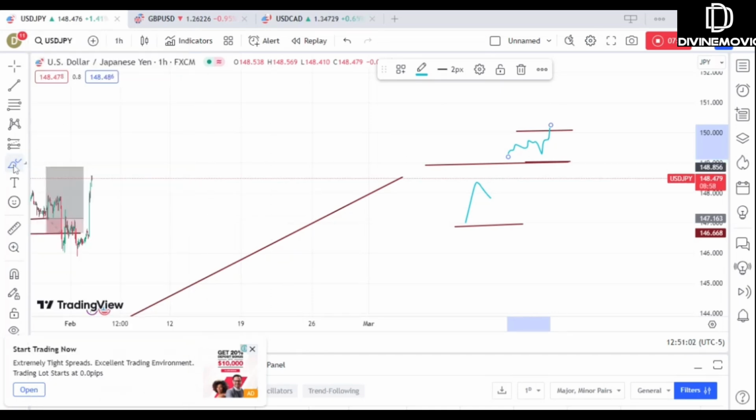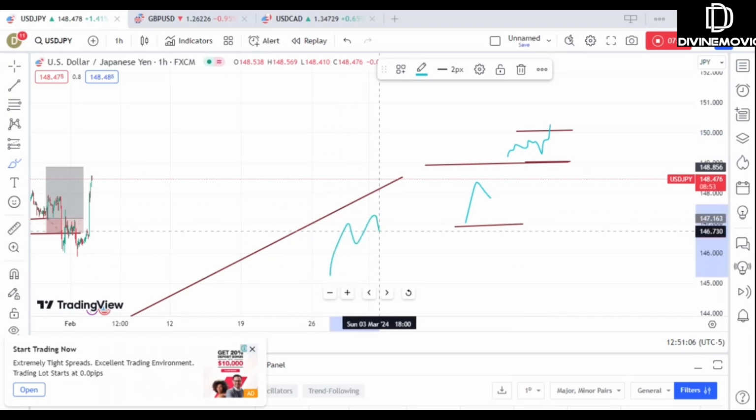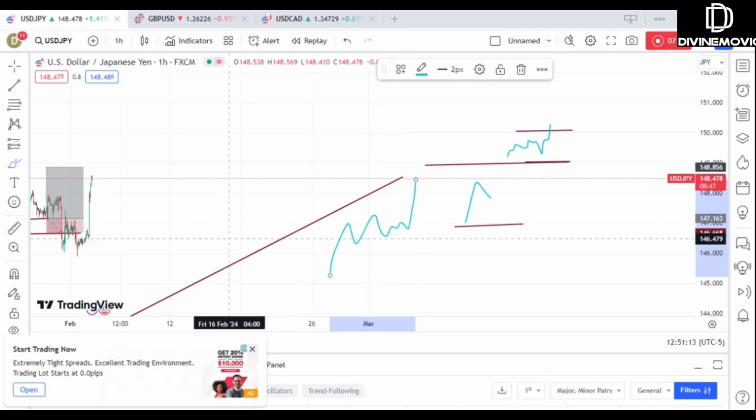We have the rally base rally. This is a type of demand zone, and the demand zone is often around this area here. This is where you can see the demand zone.